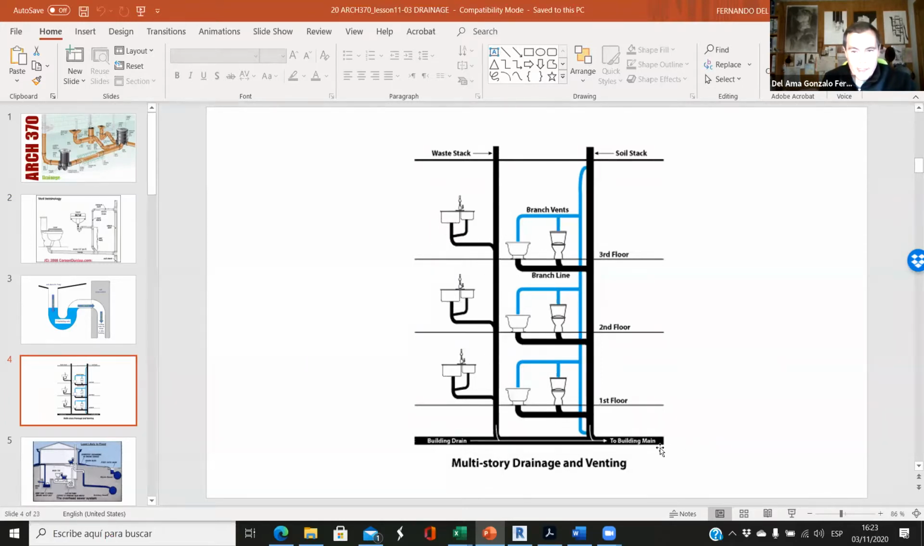But here they have connected everything on one horizontal element. So there is no point in doing this. So we need a waste stack for everything that is not a toilet. And then we need a horizontal pipe. And then we need a different horizontal pipe for the soil stacks. Okay.